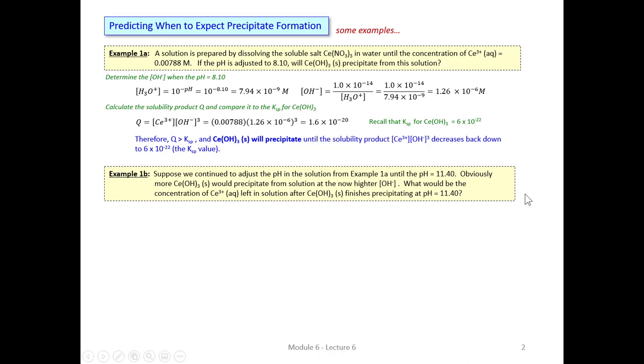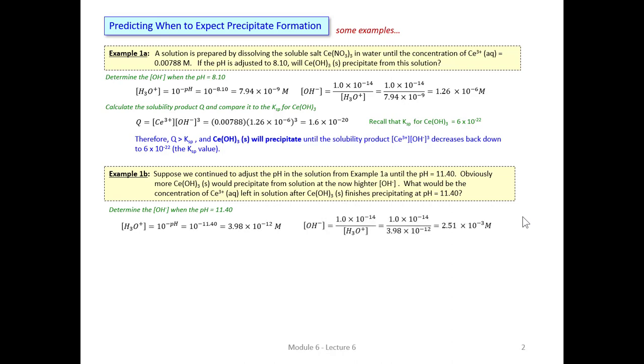You might ask, well, why would someone even care about this? Suppose you were tasked with removing cerium-3 plus from a solution because it was bad to have that in solution for some reason. Well, what you're looking to do is drag cerium 3 plus out of solution by forming a hydroxide precipitate. So let's see if adjusting the pH up to 11.4 will get all of the cerium 3 plus out of solution. Well, again, we'll calculate the hydroxide ion concentration at pH 11.4, and we get 2.51 times 10 to the minus 3 molar.